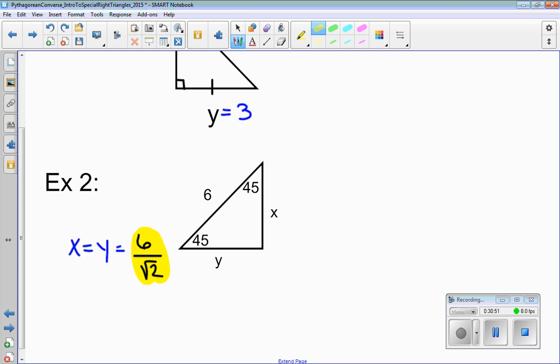Now, normally I would say perfect, you're done, that's right. But in math land, they don't like to have radicals in the denominator. They want us to what we call rationalize our denominator. So it's a little side work.